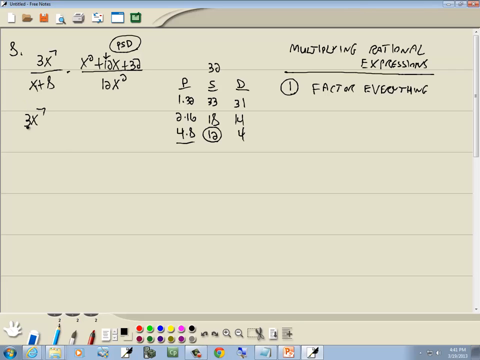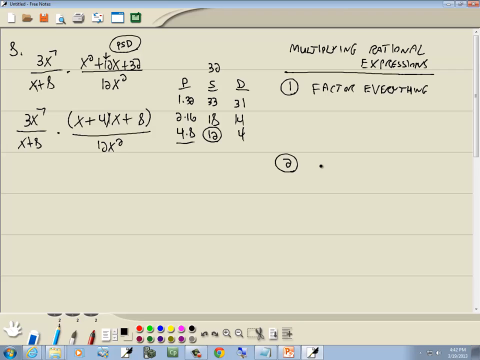So I got 3x to the 7th over x plus 8 times x, 4 and 8 over 12x squared. Now our larger number that we're going to use, which is the 8, will always be the same sign as the middle term, which is positive. Now the number circled is in the S column, S for same sign, so if this one's positive, the other one has to be positive. And that's as much as we can factor it.